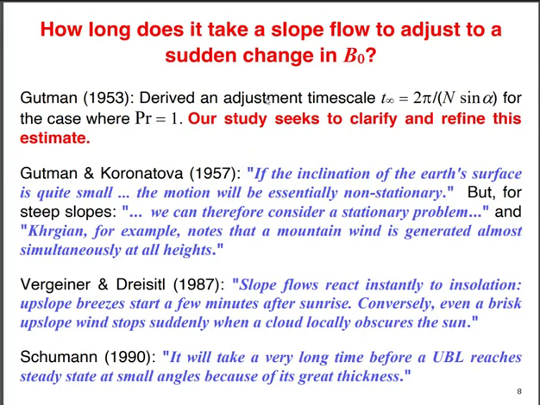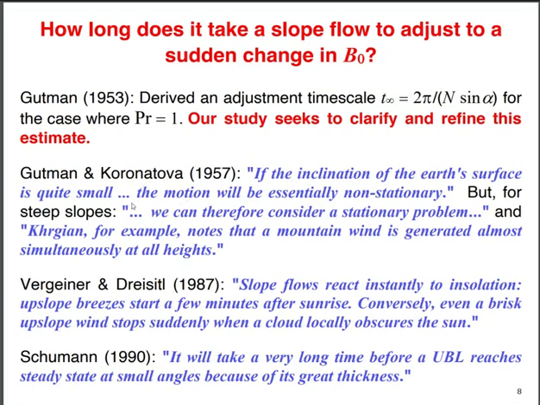That's basically what this study is about. But there are a number of quotes that I think are relevant and actually help motivate the study. Gutman and Koratova state that if the inclination of the Earth's surface is quite small, the motion will be essentially non-stationary. Notice that Gutman doesn't say that the boundary layer becomes infinitely deep. He says that the flow will become essentially non-stationary. That's an alternative way of thinking about the Prandtl solution. If it's non-stationary, it means you're not going to get to the point where the boundary layer is infinitely deep. Something's going to happen before that would occur.